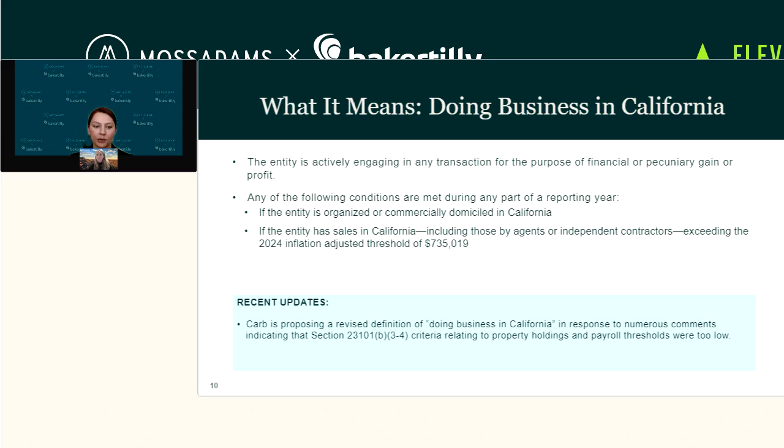That property and payroll related criteria from California's Revenue and Tax Code, sections 23101(b)(3) and (b)(4), are not included in this definition. You can see that noted in that light blue box at the bottom. Based on that stakeholder feedback, staff is proposing to omit this criteria because, as I mentioned, property or payroll presence alone may not demonstrate a sufficient economic connection to the state to constitute doing business, and therefore were considered too low of a criteria. So with that, I will pass it over to Anna to talk through some more key definitions.